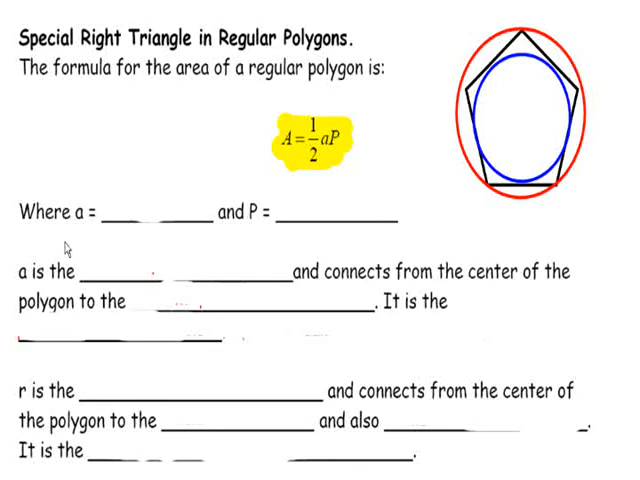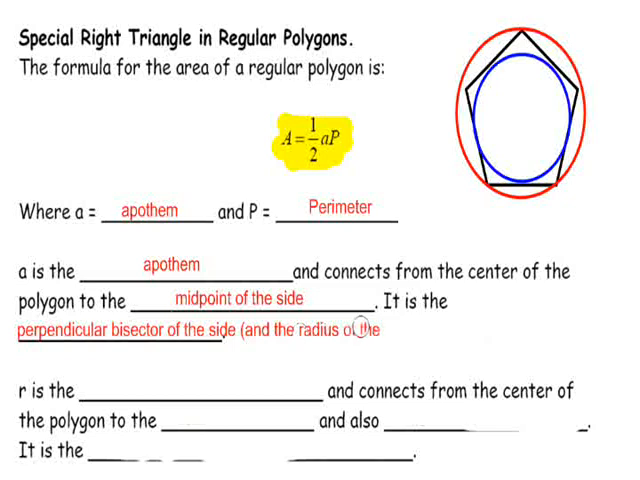Okay, so let's talk about what the parts of this formula stand for. Well, I just told you that A meant apothem, and P stands for perimeter. So what is the apothem? Well, an apothem is the line that connects from the center of the polygon to the midpoint of the side. And it is the perpendicular bisector of the side and a radius of the inscribed circle.